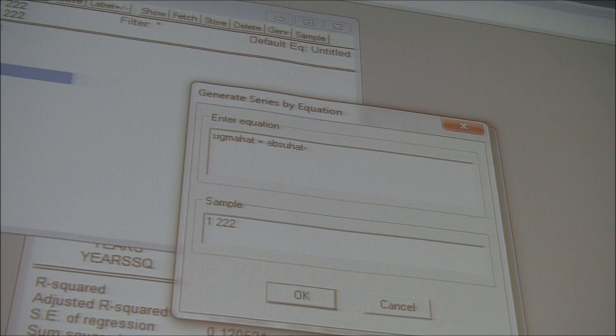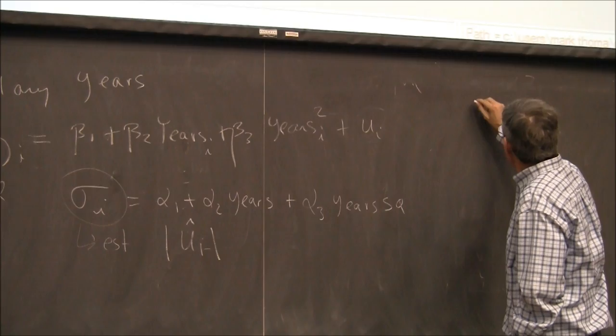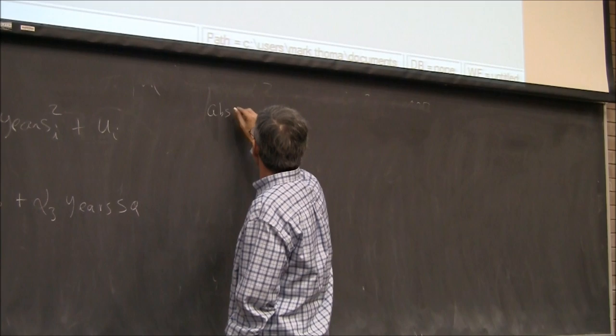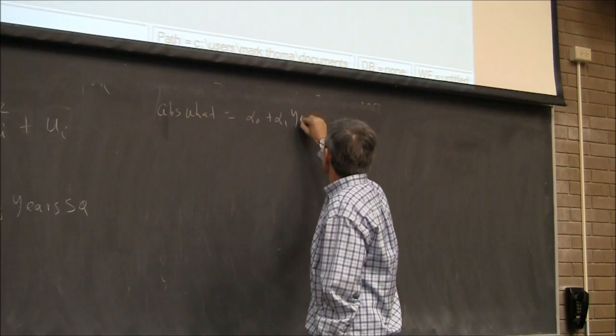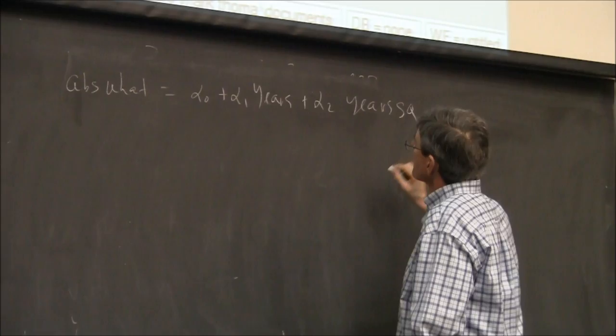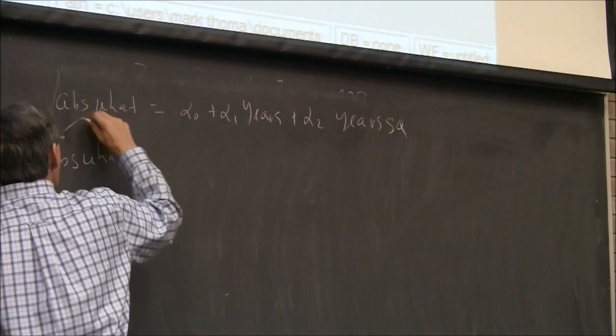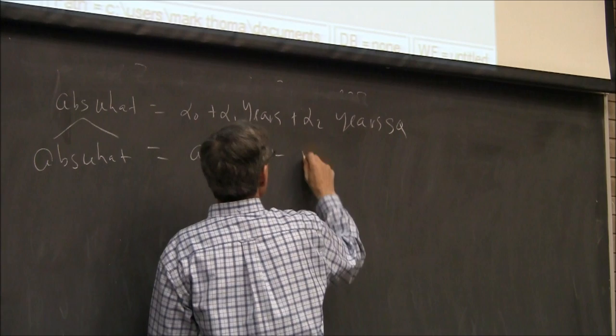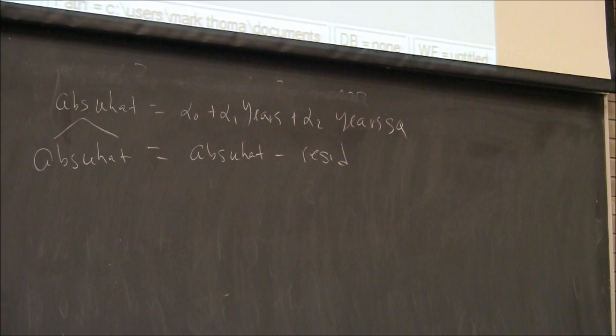Right? So we took this regression. What I'm doing here is I'm taking this variable right here. We just ran the absolute value of u hat equals alpha naught plus alpha 1 years plus alpha 2 years squared. Now we want the predicted value. So abs u hat is abs u hat minus the resid for this equation. So that's what this statement's doing, it's getting the predicted value from the model.